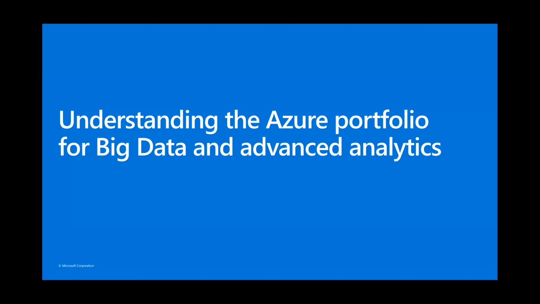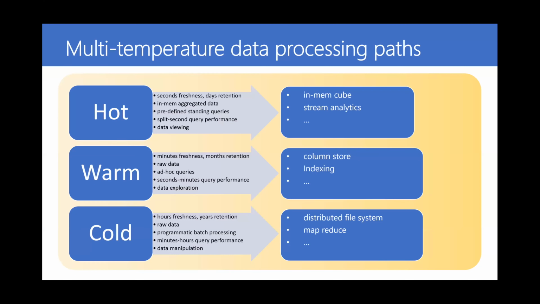So let's understand the Azure portfolio we have to support your analytics needs, be it big data or advanced analytics on your existing data. But before we look at the portfolio, we have to understand how our data comes to us today. So we categorize our data into data processing paths based on how quickly users want to get it out for analytics, how quickly you want to get the data, and how to look at the data on the analytics side.